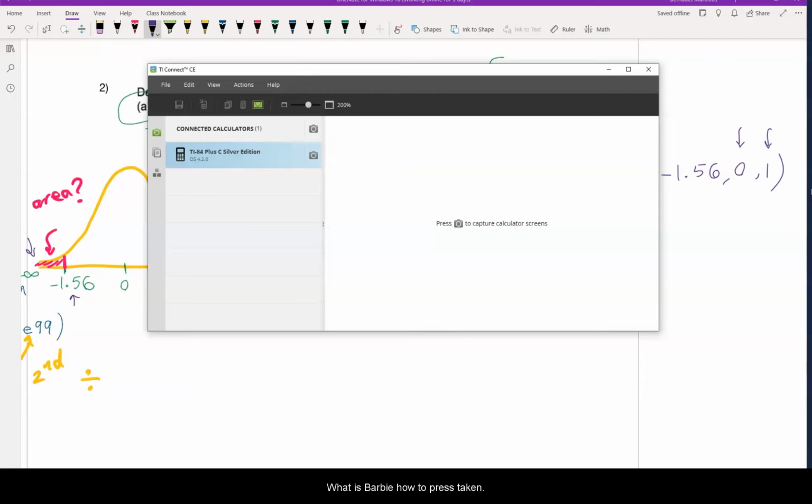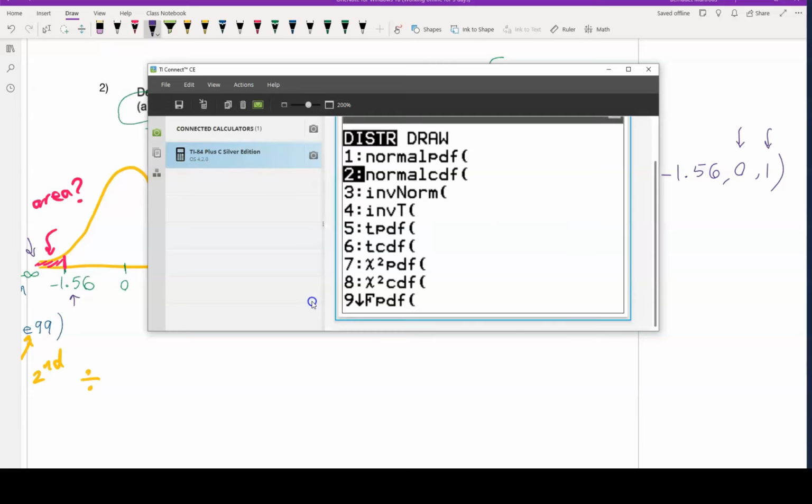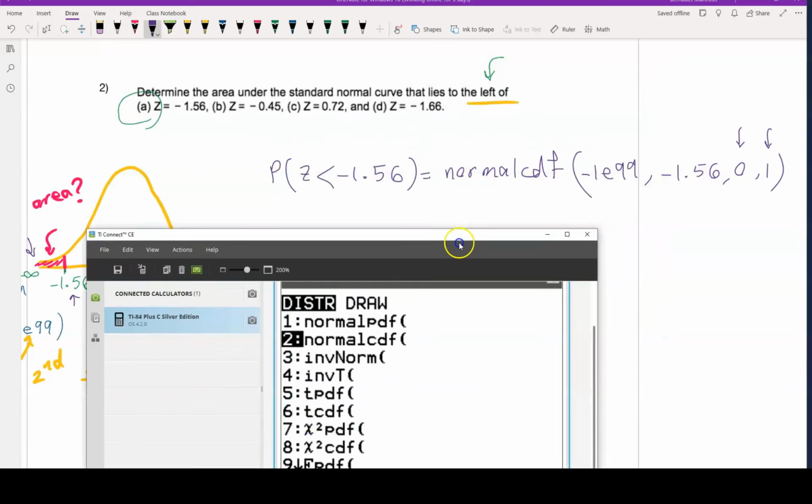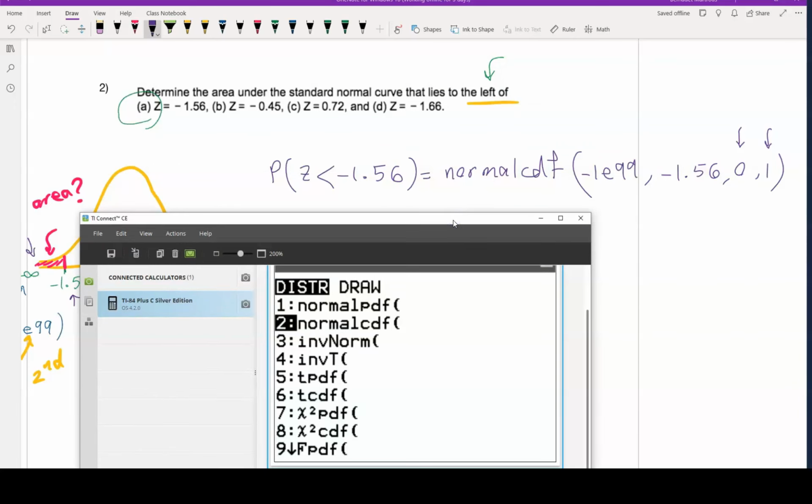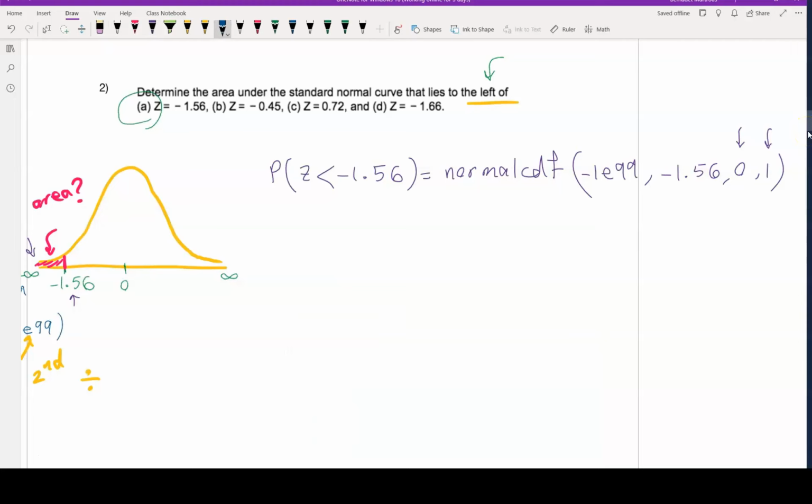So for this part, we have to press second VARS. Here we have number 2, normal CDF. Enter. Then we have to enter negative 1E99. It's negative, it's not subtraction. So negative on your calculator is in brackets. So use negative 1. To press E, you have to press second, division. Then 99.